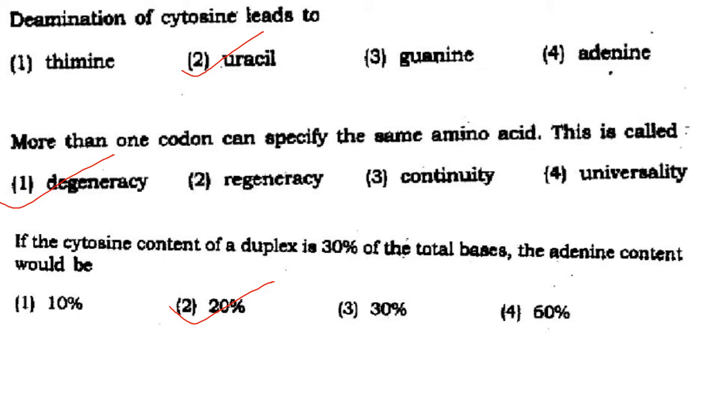If the cytosine content of a duplex is 30% of the total bases, the adenine content would be. Now it is given that cytosine is 30%. Cytosine pairs with guanine, so guanine also will be 30%. So both cytosine and guanine together make up 60. 100 minus 60 will be 40. Of these 40, 20 will be adenine and 20 will be thymine. They have asked the adenine content and it is 20%.